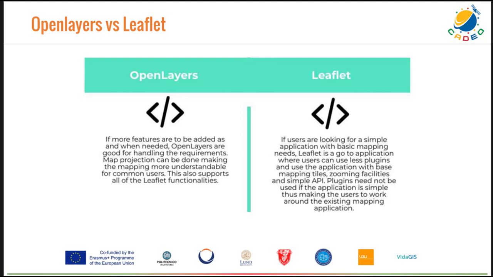While in Leaflet, if users are looking for a simple application with basic mapping needs, Leaflet is a go-to application where users can use fewer plugins and use the application with base map types, zooming facilities, and simple APIs. Plugins need to be used if the application is simple, thus making users work around the existing mapping application.